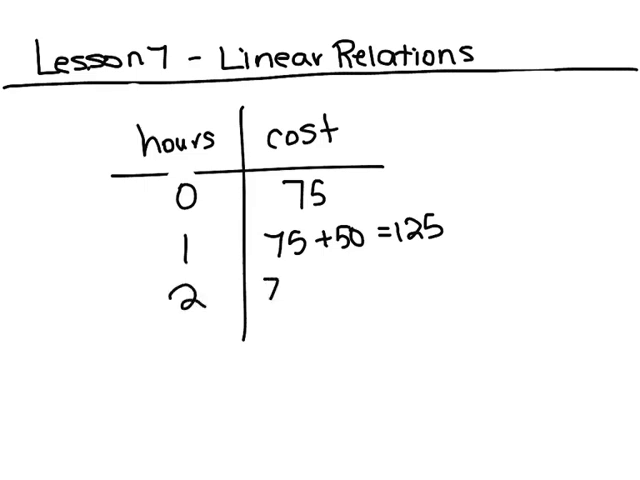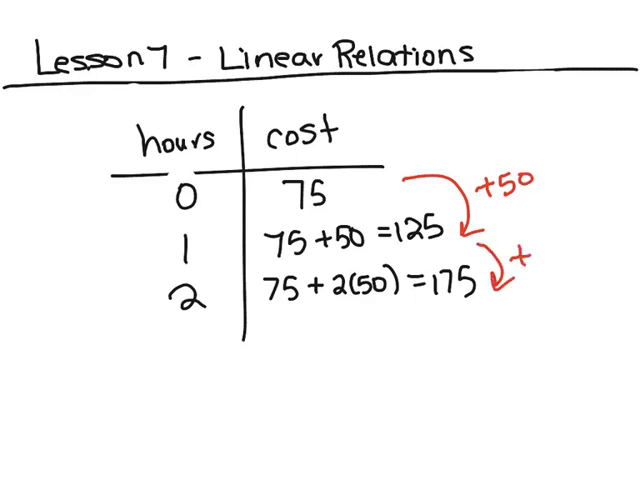For 2 hours, you're going to do 75 plus 2 times 50, because he's there for 2 hours, so it'll be 175. And if you check between these numbers, you're going to go plus 50 for each one. So this will be a linear function.